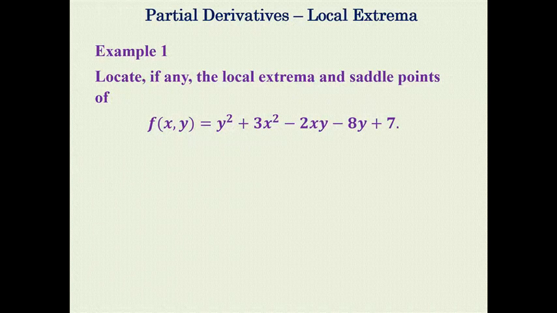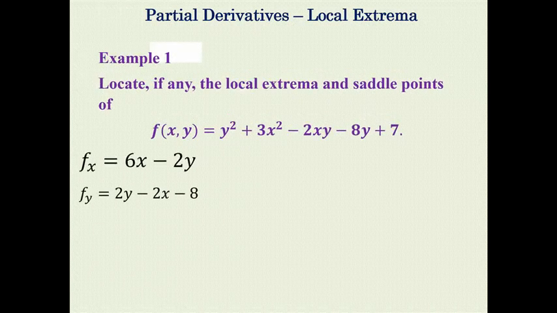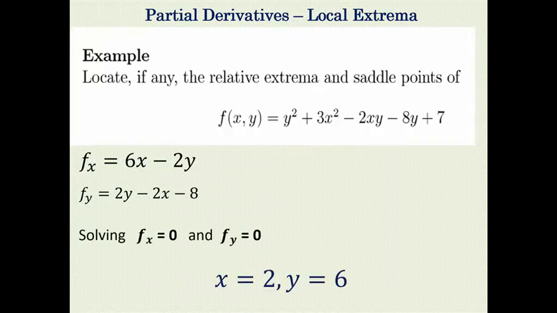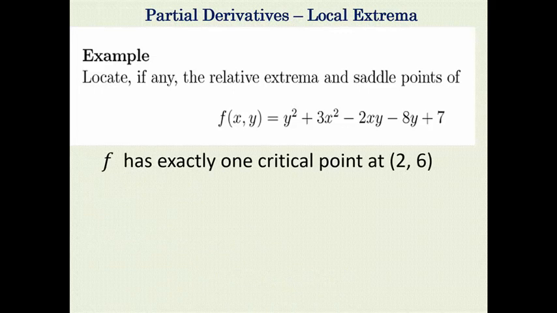Let's look at the first example. The first thing to do is to find the first order partial derivatives and set both of them to 0. Solving them will give us the critical point. For this particular example, there's only one critical point: x equals 2, y equals 6. I leave the computations to you. So far the conclusion is the function has exactly one critical point.